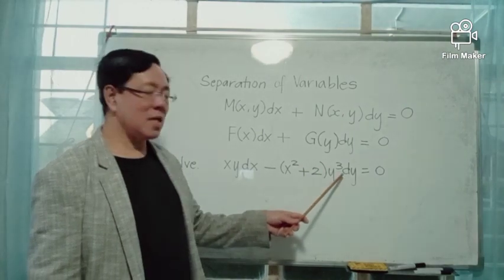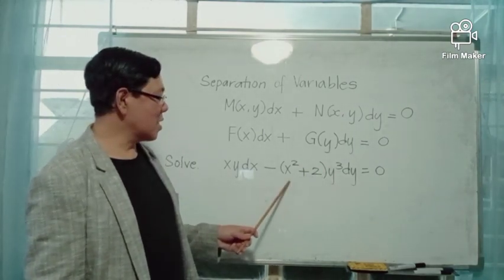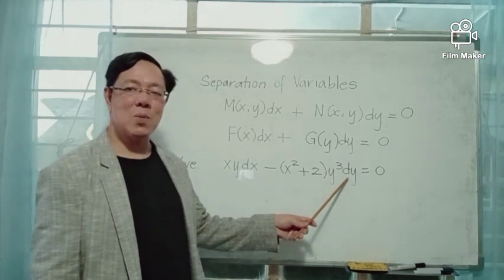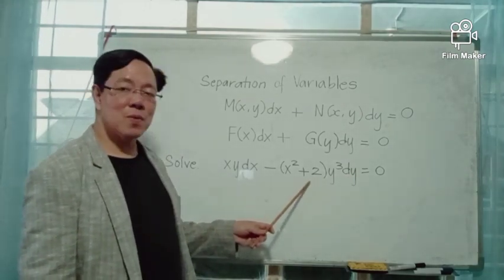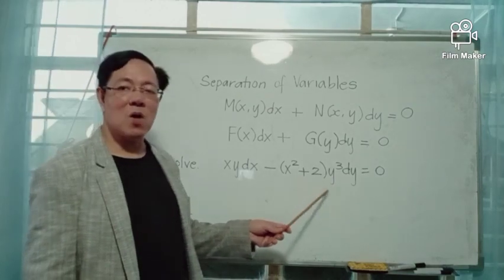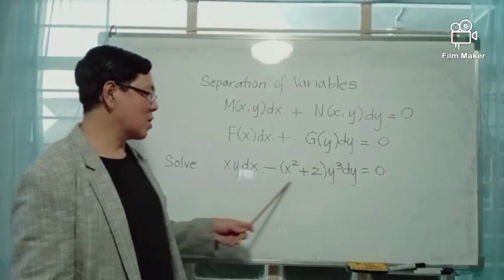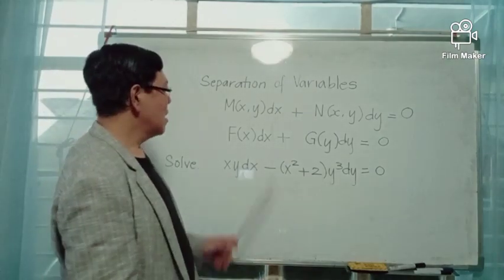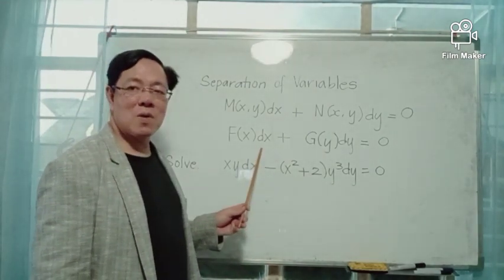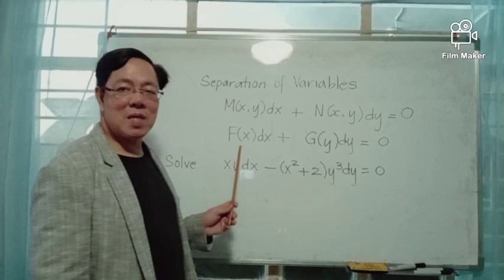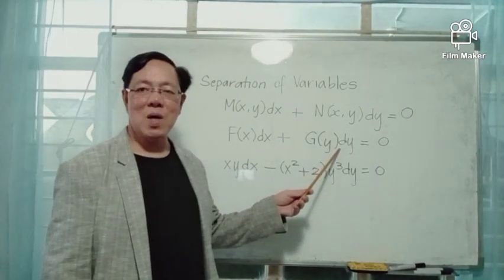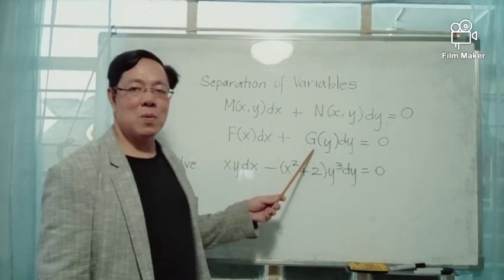But you can see in the given equation, we have the quantity x squared plus 2 in the coefficient of dy. Thus, we have to remove x squared plus 2 from the coefficient of dy if this equation can be solved by separation of variables. After separation of variables, the coefficient of dx must be a function of x only. The coefficient of dy must be a function of y only.